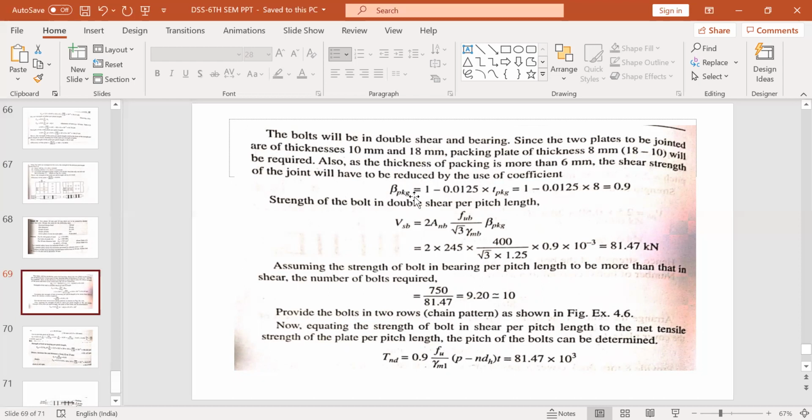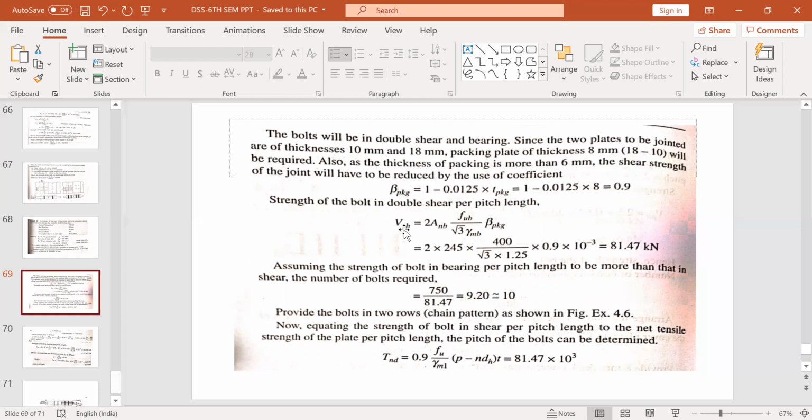Your shear strength will reduce by this factor. This you have discussed also, how this factor is found: 1 minus 0.0125 into thickness of packing. So 1 minus 0.0125 into what is the packing thickness you are providing? 8 mm thick plate. So 0.9. So 0.9 will be the reduction factor. Earlier everything was 1, there was no reduction, but due to packing, shear strength will be reduced and you have to provide this reduction factor. Now reduction factors were due to packing, due to longer grip length, due to longer size of bolts. All these three reductions were there. We have discussed in the earlier classes.